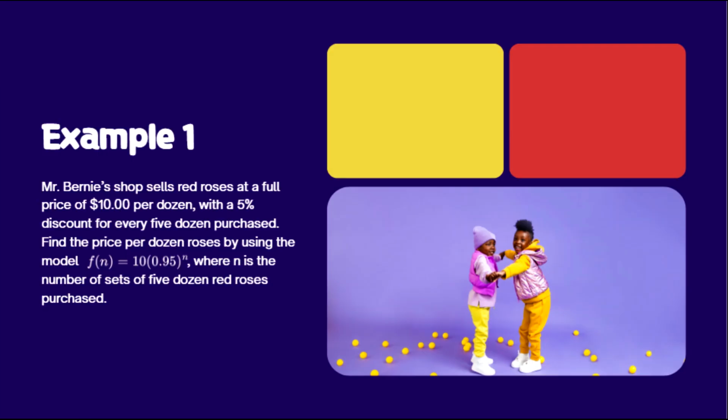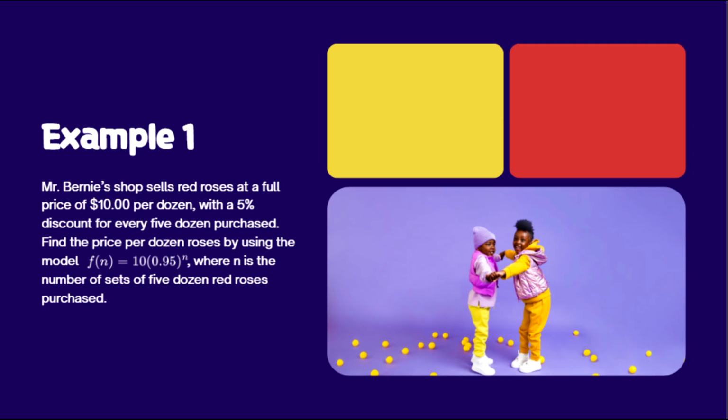Here is example 1. Mr. Bernie's shop sells red roses at a full price of $10 per dozen, with a 5% discount for every 5 dozen purchased. Find the price per dozen roses by using the model f of n is equal to 10 times 0.95 raised to the power of n, where n is the number of sets of 5 dozen red roses purchased.